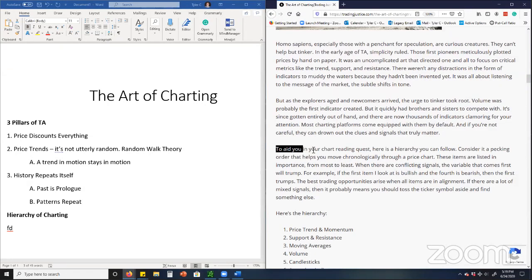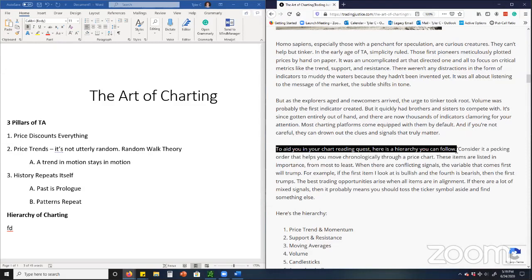So here's what I said. To aid you in your chart reading quest, here is a hierarchy you can follow. Consider it a pecking order that helps you move chronologically through a price chart. And I listed them in order of importance. So the first item is going to be the most important. And that trumps. If the fourth thing we look at is bearish, but the first thing we looked at was bullish, I'm still going to lean bullish.